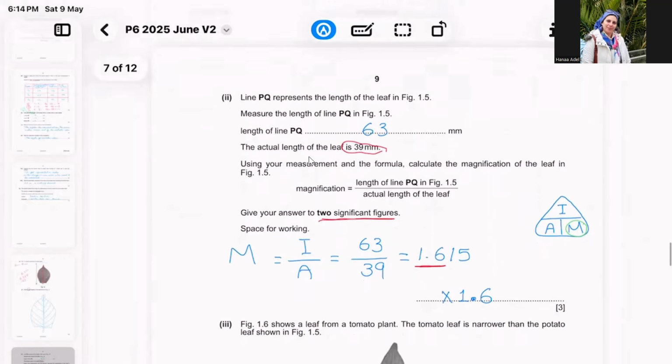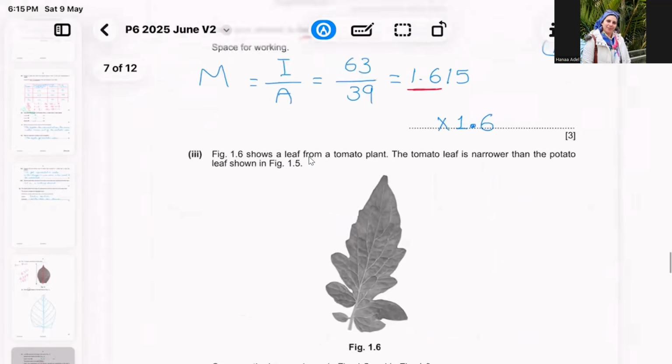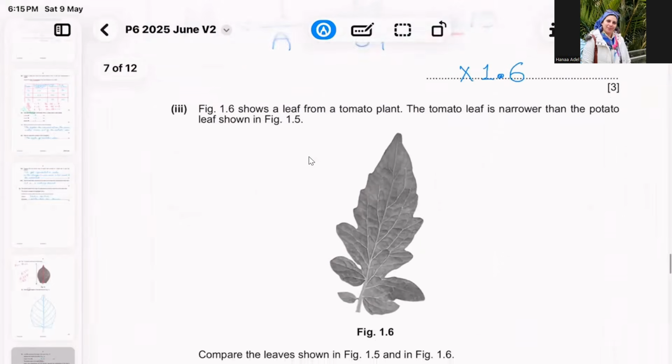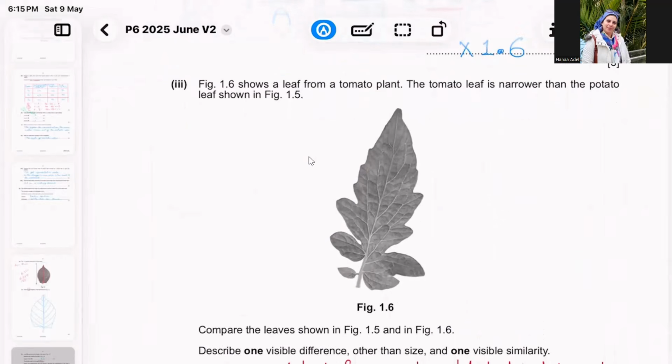Figure 1.6 shows a leaf from a tomato plant. The tomato leaf is narrower than the potato leaf shown. So compare the leaves shown in figure 1.5 and 1.6. Describe one visible difference other than size and one visible similarity. So if we concentrate well, we can find this.